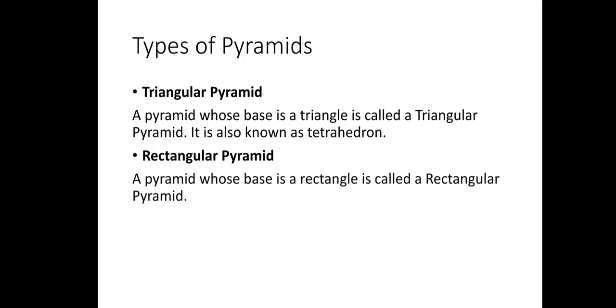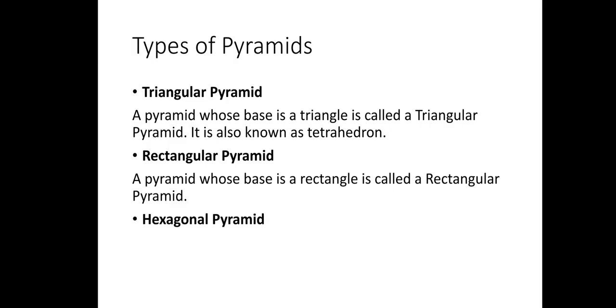A pyramid whose base is a rectangle, simple as this, is called a rectangular pyramid. If you are writing a pyramid, then you are not supposed to mention again and again that lateral faces are triangles with a common vertex. If you are writing polyhedron, then you need to define it completely: a polyhedron whose base is a triangle and whose lateral faces are triangles with a common vertex is a triangular pyramid, or a tetrahedron. Same is the case with rectangular pyramid.